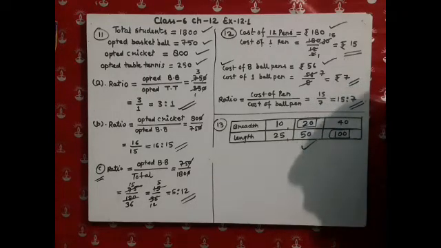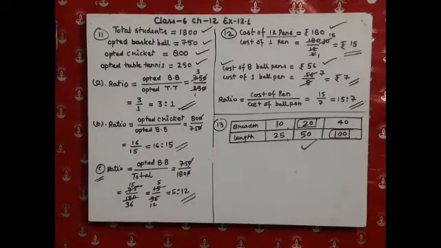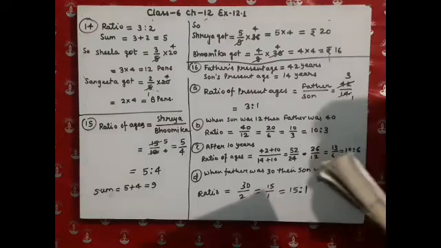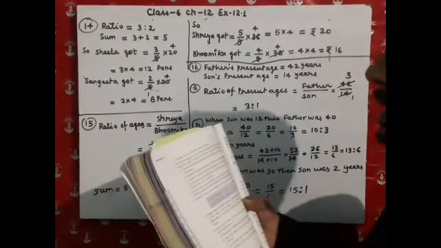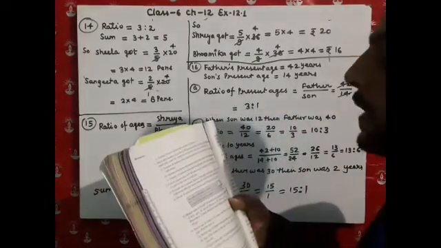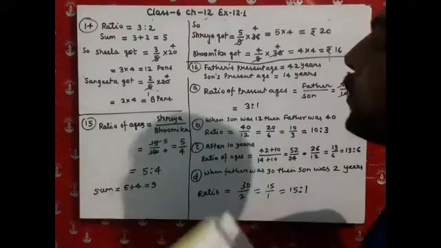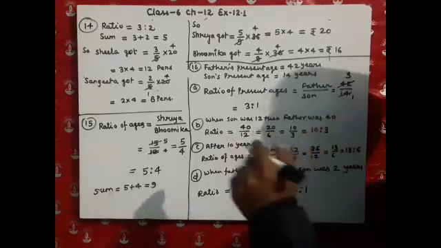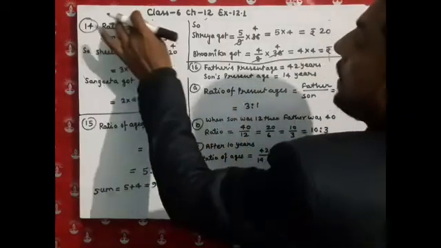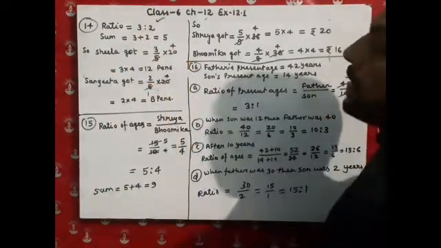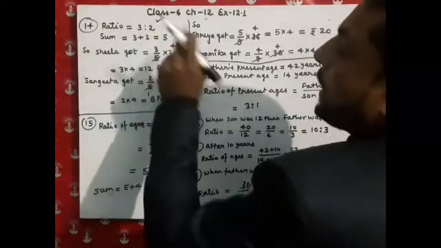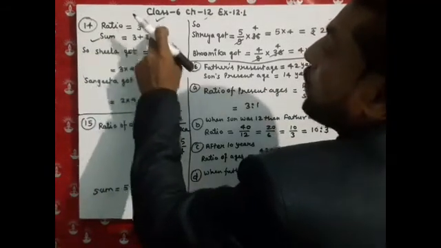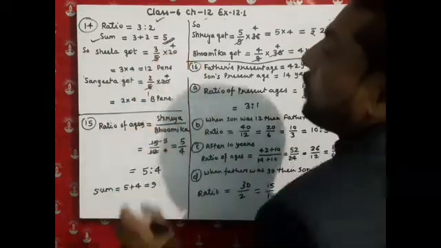Now going to the question number 14. Students, here in question number 14, the question is saying to divide 20 pens between Sheila and Sangeeta in the ratio of 3:2. So what do we have to do in such types of questions? Whenever the ratio is given and we have to divide something in the given ratio, first of all we write down the ratio, then we find the sum of the ratio. So 3 plus 2 becomes 5. So this is the sum of the ratio.